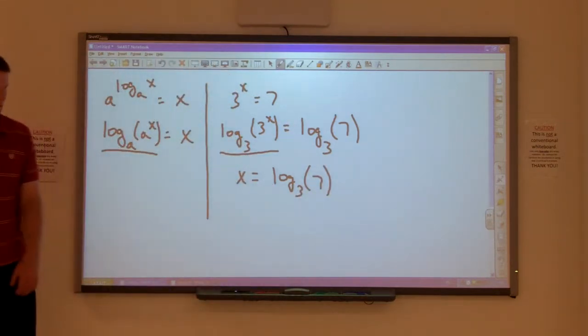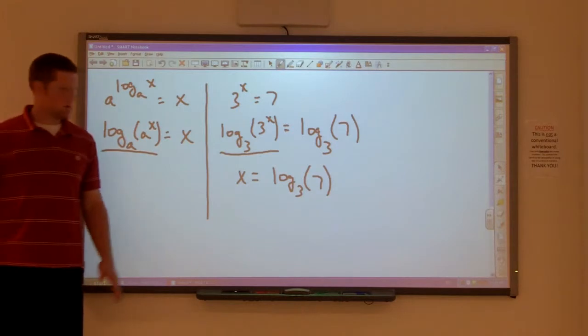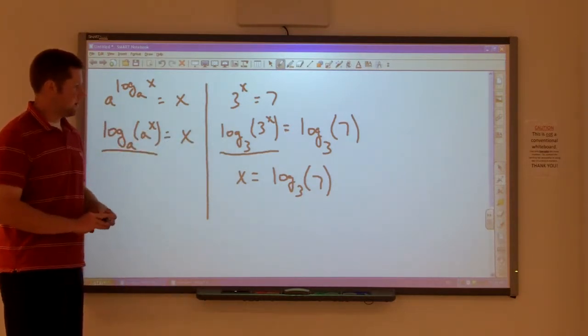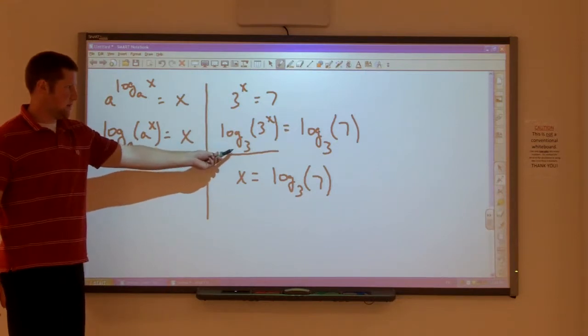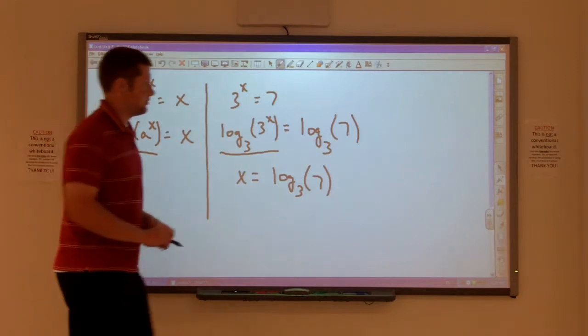And you can plug that into a computer, or we'll learn a little later in the lecture how to get a number on your calculator. But that is an answer, and it is correct. So one thing to note about solving problems like this is we use the log base 3. Whatever the base is of our exponential, that's the logarithm we want to use.